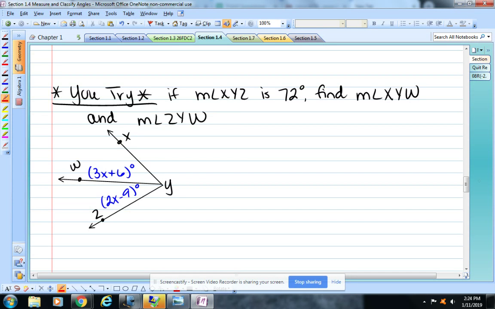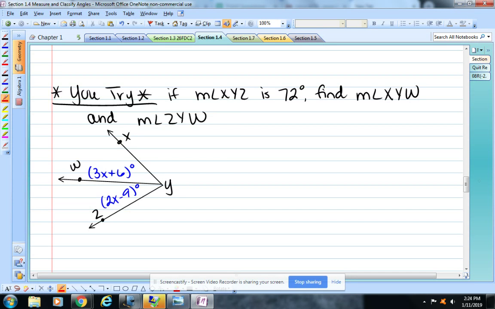Alright, did you set it? You got to set it equal to 72. It tells you XYZ, which is the big one, is 72. So, yeah. Say this is the little angle plus little angle. Say this is a little angle right here. This is a little angle. And together they make the big one. Does that make sense? This little angle is from here to here. This one's from here to here. Together they make the whole thing.